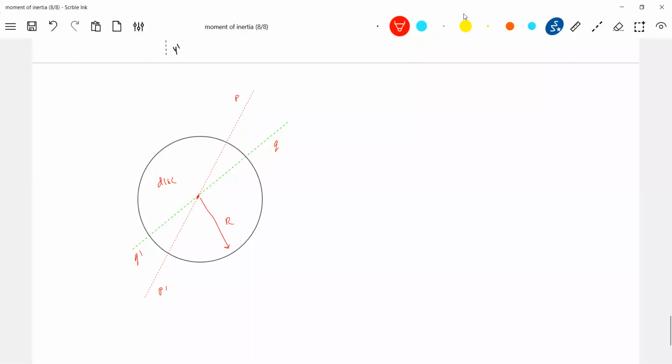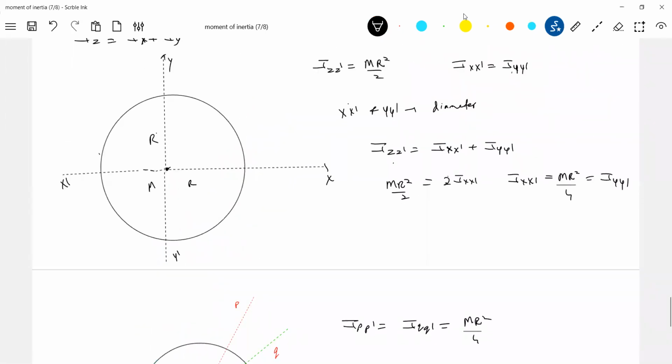PP dash is equal to QQ dash, but they are not perpendicular. You should understand this. PP dash is equal to QQ dash and is equal to mr square by 4 about any diameter. And you should not apply the perpendicular axis theorem here, since PP dash is not perpendicular to QQ dash. So strictly, if you are applying the perpendicular axis theorem, all three axes must be mutually perpendicular. This is a strict condition.